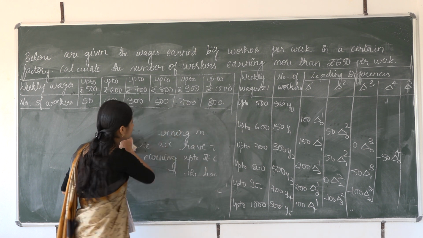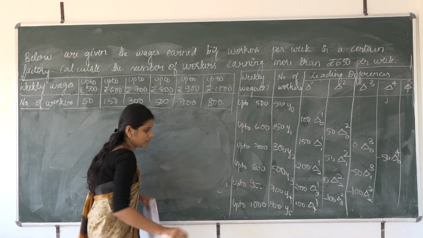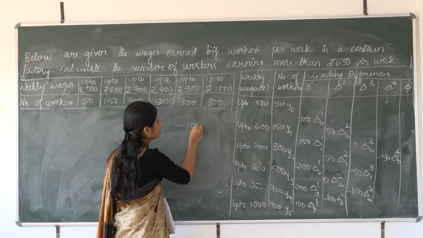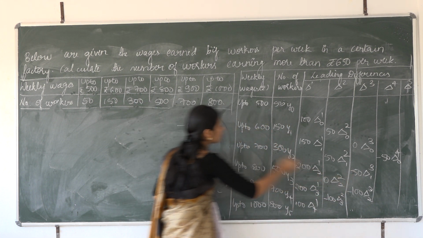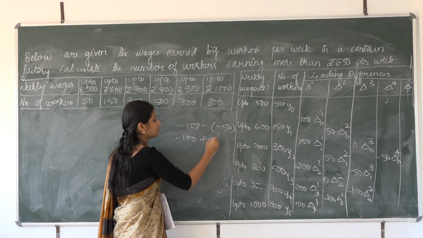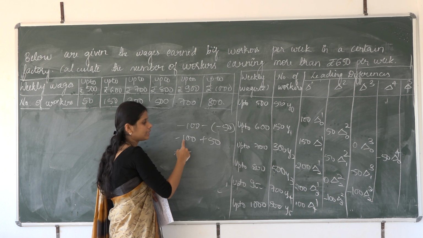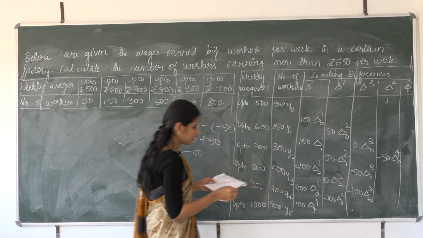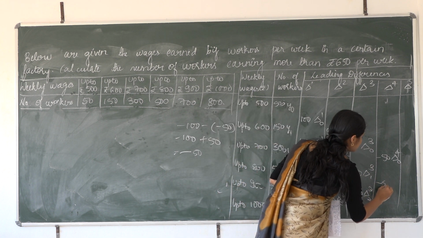We are going to calculate like this. That is minus 100 minus 50. So minus 100 minus into minus plus 50. Greater number sign is minus. We are going to deduct it. 100 minus 50, it is 50. So here it will be again minus 50.